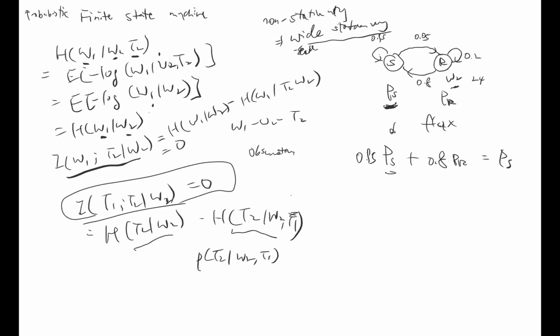Then if you just rearrange the terms, I will have PS times 0.05 is equal to 0.8 times PR. That's precisely the flux: going out will be PS times 0.05, going in will be PR times 0.8. So the flux should be balanced. If this is balanced, then it will be a steady state probability. And this is a balance equation.